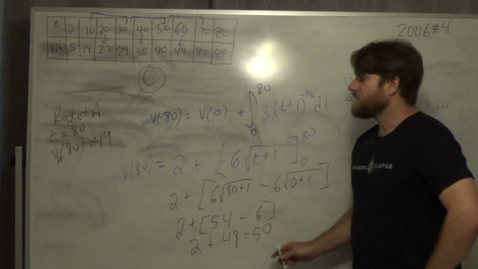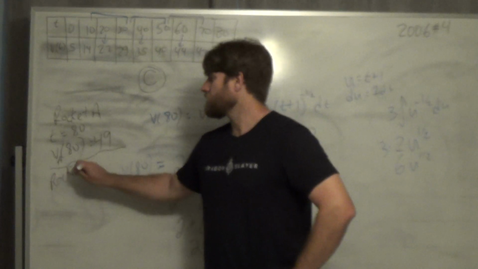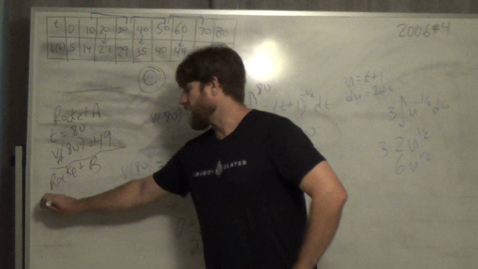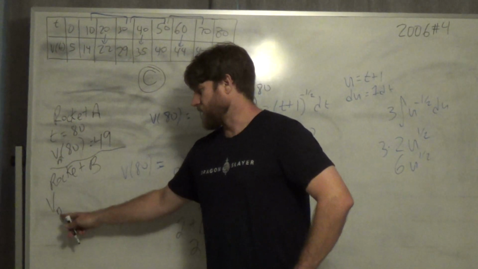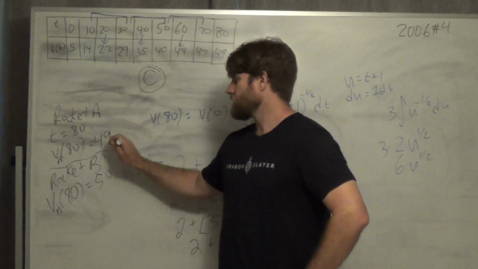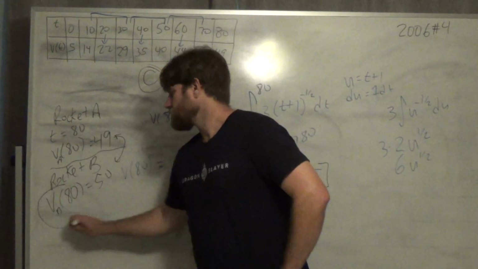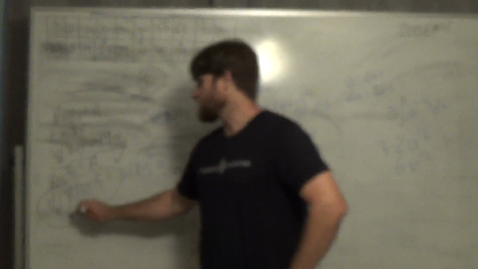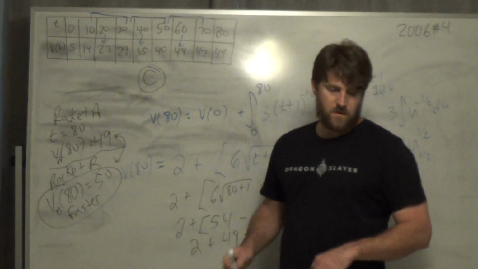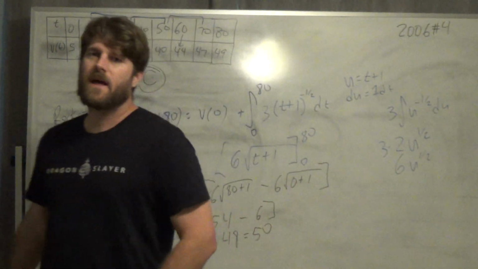So this is rocket B. So that's rocket A, and rocket B has, again, rocket velocity of rocket B at 80 is 50. Compare the two. Which one's faster? So this one is faster at time equals 80. And that's it. That's part C.